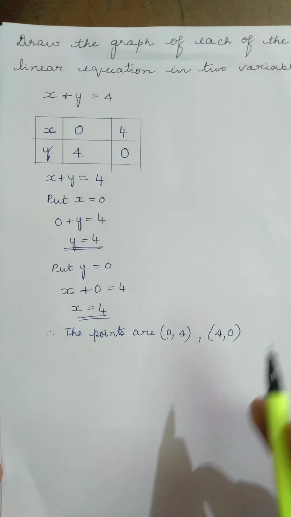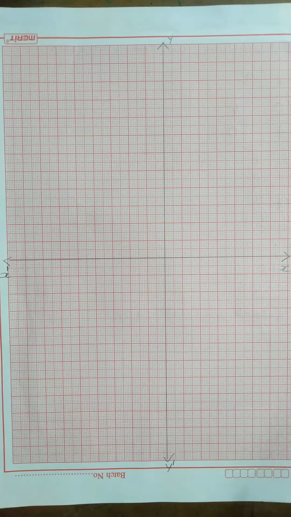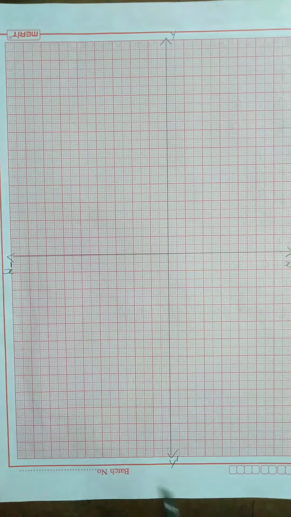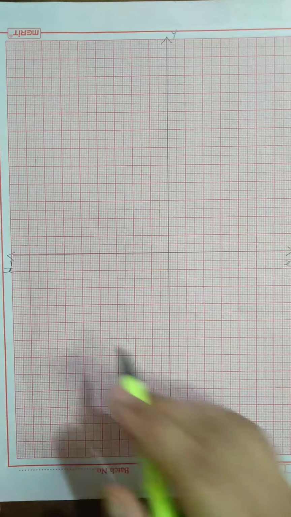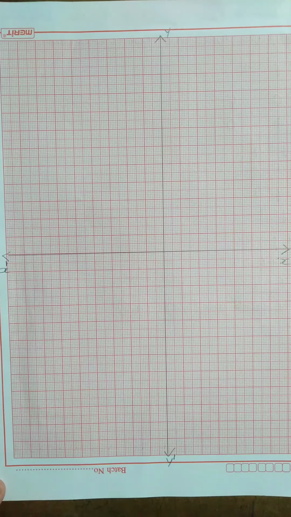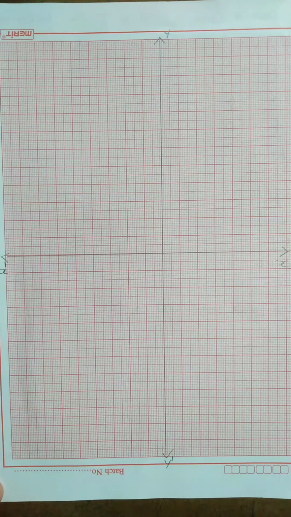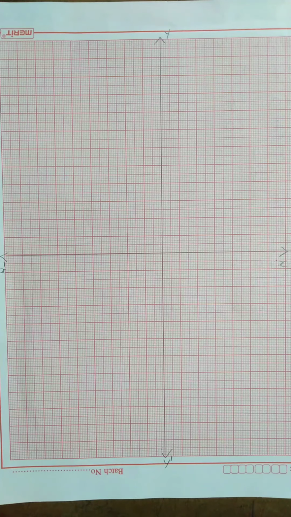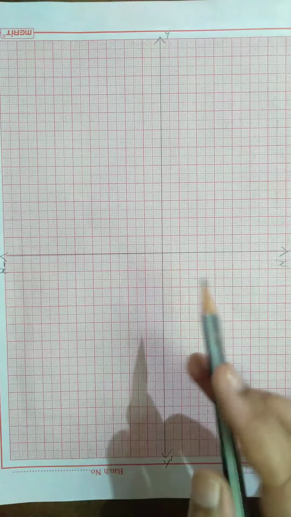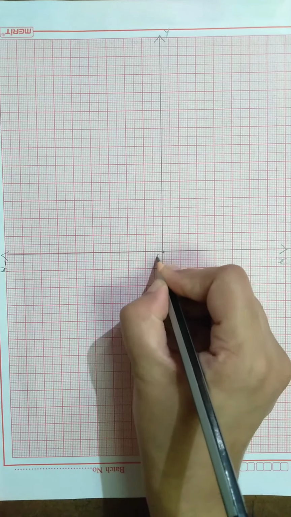Now let us plot the graph using these 2 points. So now this is a graph sheet in which we count the number of boxes. Here you can observe the small boxes, and from the middle take the x-axis, then the y-axis. Therefore, the horizontal line represents the x-axis and the vertical line represents the y-axis. We know that the point where the x-axis and y-axis meet is called the origin, and it is represented here. It is 0.